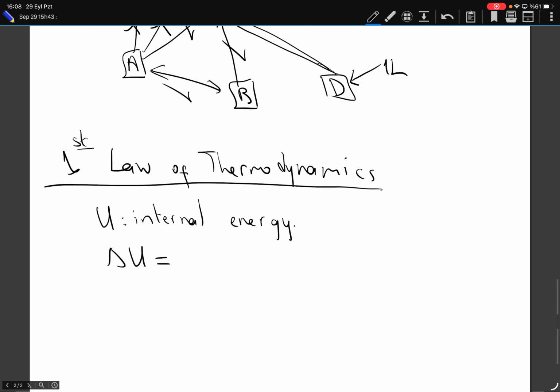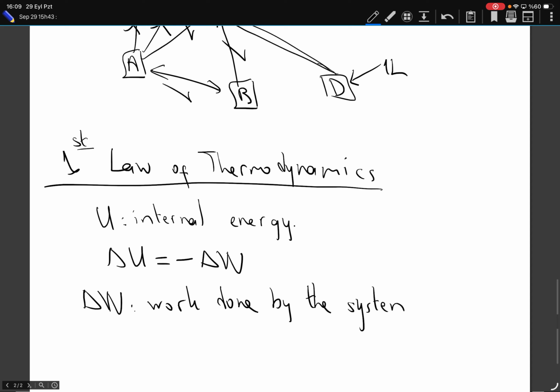So delta U is... the sign convention is delta W is the work done by the system, and hence the minus sign. If the system does work, then the internal energy of the system is decreasing. If I am doing work on the system, that basically means that the system is doing negative work on me, in that case, the internal energy of the system will be increasing.